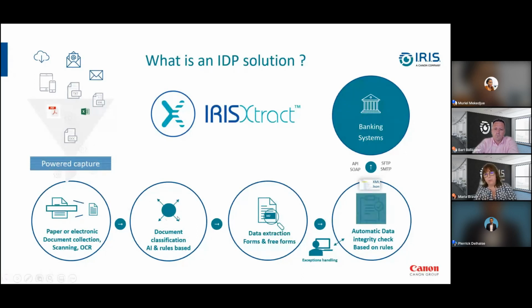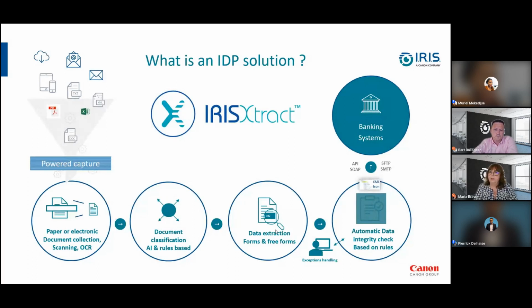If I send documents for my mortgage loan, I will send a payslip, the tax notification, and Iris Extract will be able to say, hey, that is a payslip, but that is a tax income. So it's a very powerful document classification feature. Then you have the data extraction, forms and free forms. Forms means structured, such as an ID card: it's always the same information at the same place. Or free forms and unstructured documents like an invoice: you do not always have the same information at the same place.